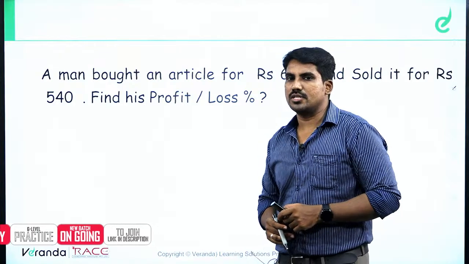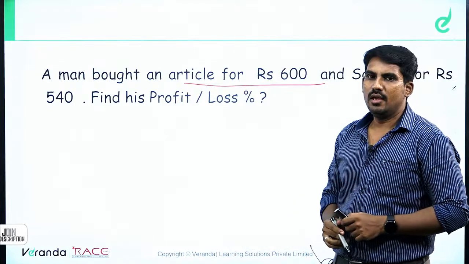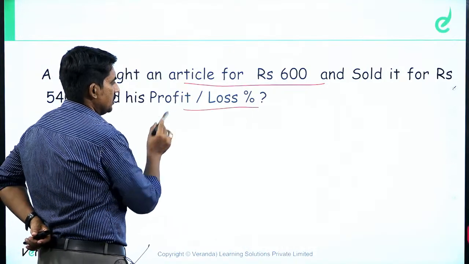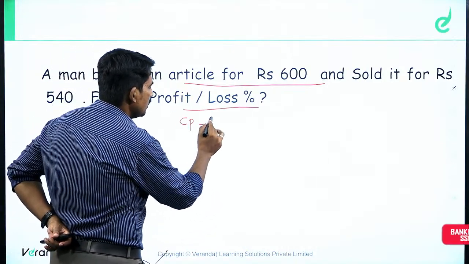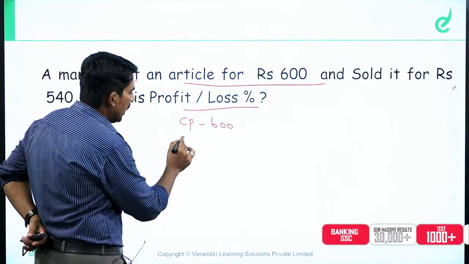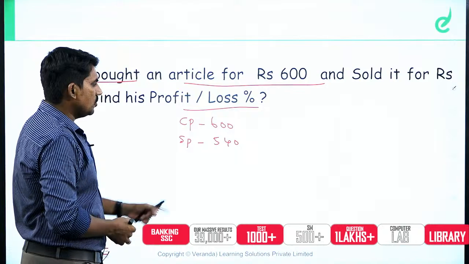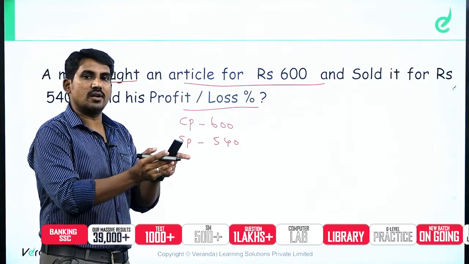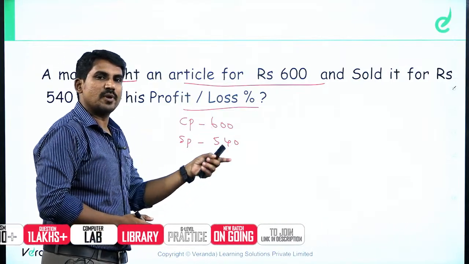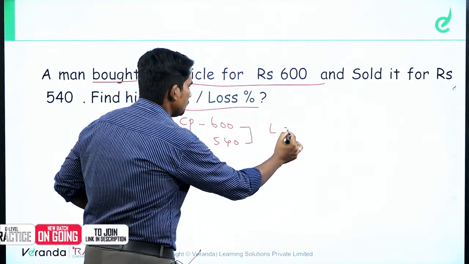A man bought an article for rupees 600 and sold it for 540. Find his profit or loss percentage. Here CP is 600 rupees, and the selling price is 540. Now closely observe the numbers. He bought for 600 rupees but sold it for only 540 rupees. Therefore, the selling price is less, so in this transaction he is getting a loss.